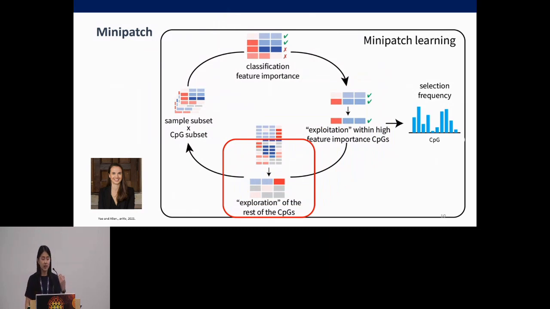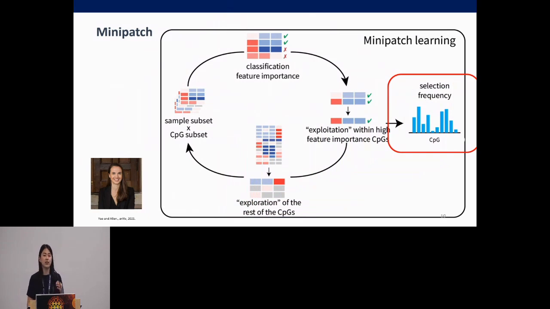And then by iteratively going through that process, it results in an overall selection frequency, where, due to the exploitation and exploration algorithm, the selection frequency is inherently tied to how useful that CpG probe was throughout many of the mini-patches across the entire data set, meaning its versatility and a measure of how important that feature is to the entire data set.